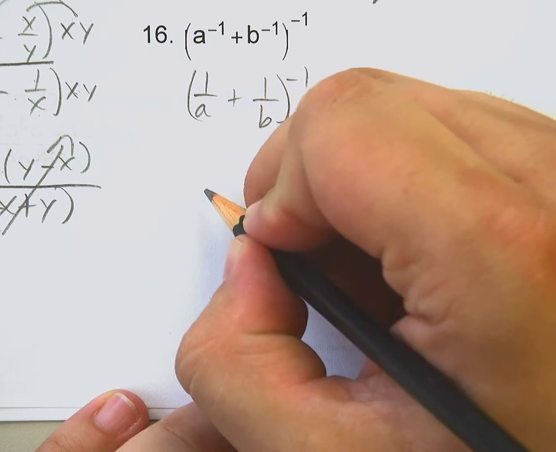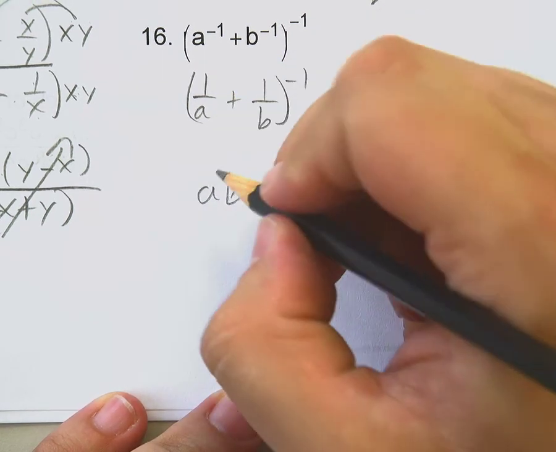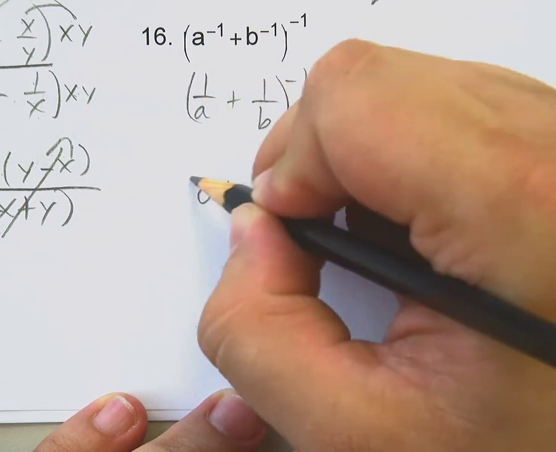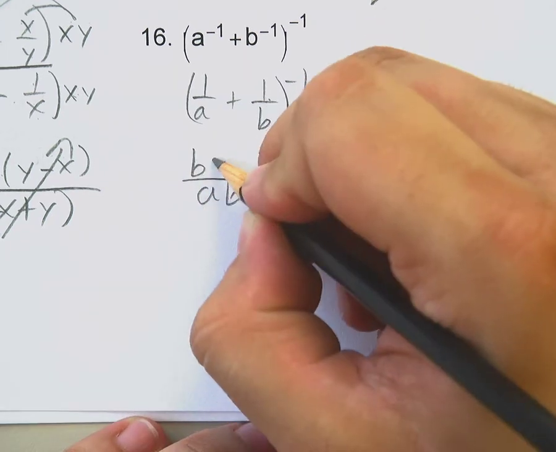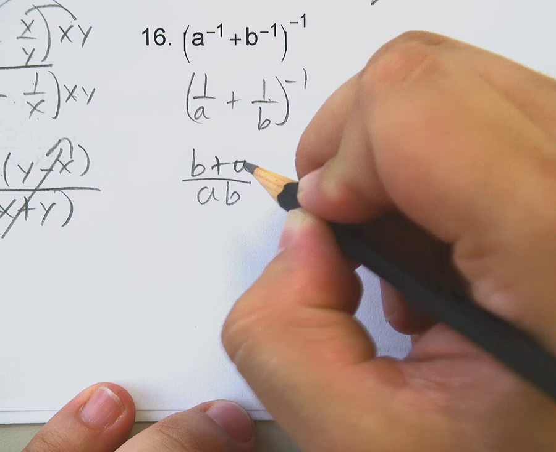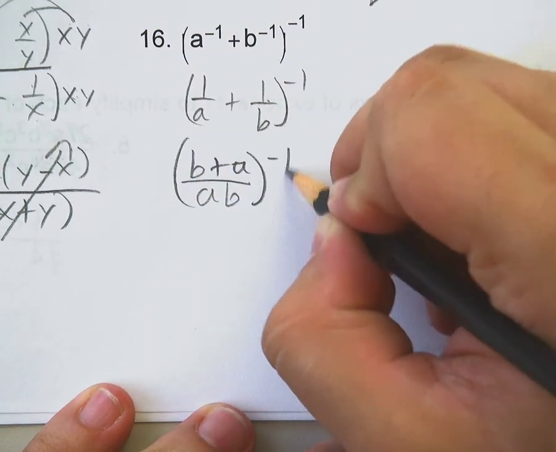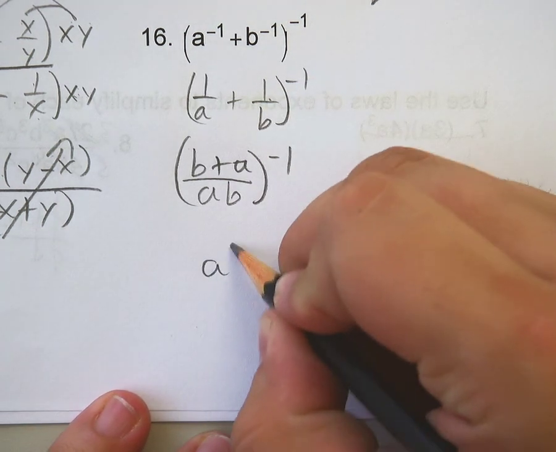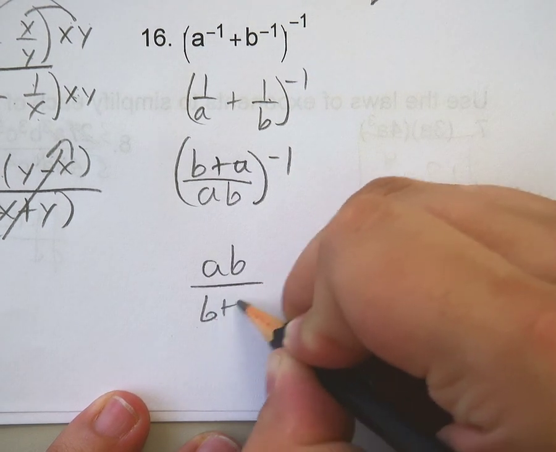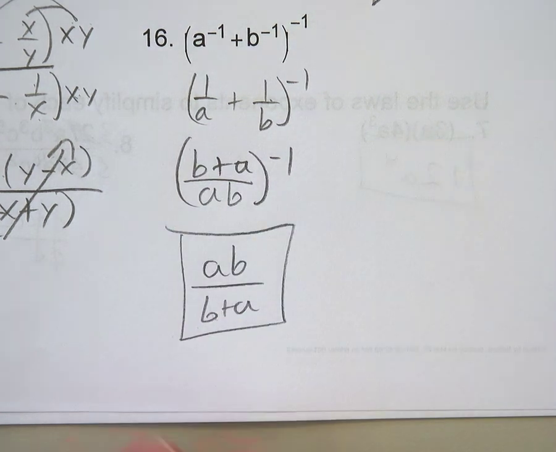I want a common denominator of ab. So what's this one missing? B over b. What's this one missing? A over a. And then with the negative sign there, you can just flip the fraction. Yahtzee. Doesn't get much easier than that.